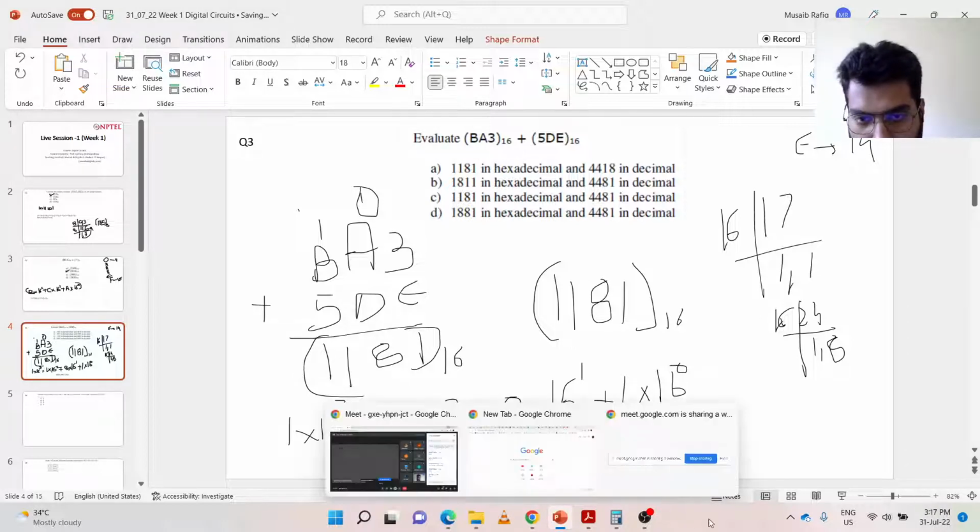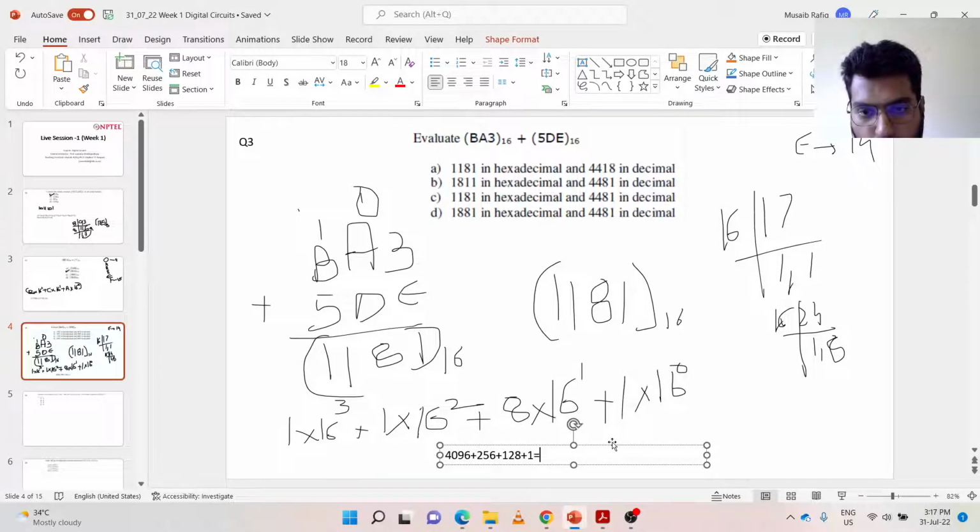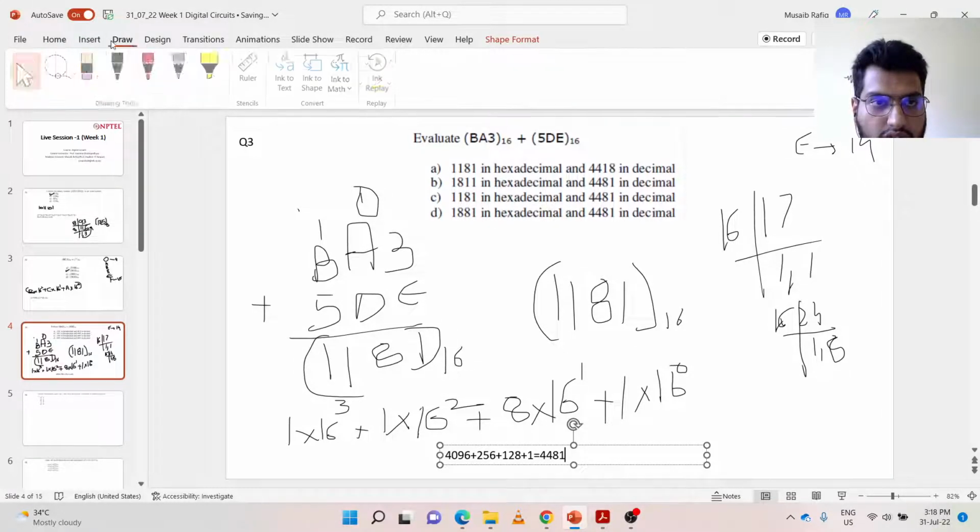So if we add them up, 4096 plus 256 plus 128 plus 1, you'll get your answer, that is 4481. So 4481 in decimal. So our answer is 1181 in hexadecimal and 4481 in decimal. That is option C, 1181 in hexadecimal and 4481 in decimal. So we'll take that option.